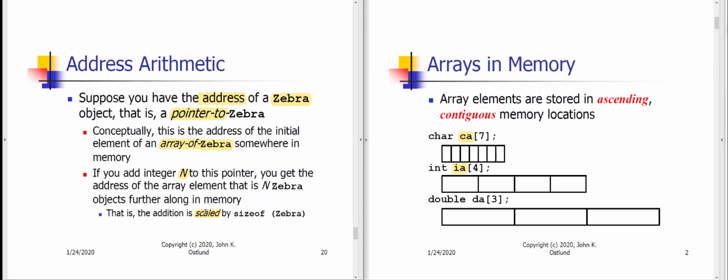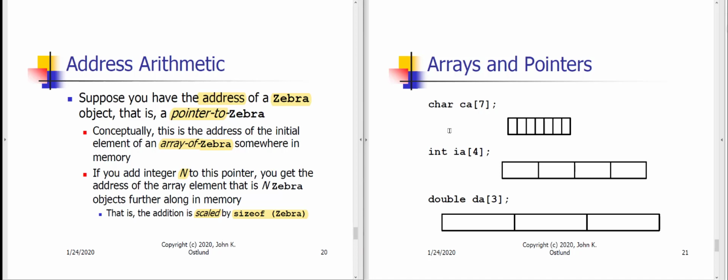That is, the addition to a pointer of some integer offset is scaled by the size of the thing that the pointer is pointing to. So if I have an array of zebra, I don't even have to know how big each zebra is myself, because the compiler knows how big each zebra is. And if I have a pointer to one zebra and I add one, I get a pointer to the next zebra in memory. And if I add one more, I get a pointer to the next zebra in memory, and so forth.